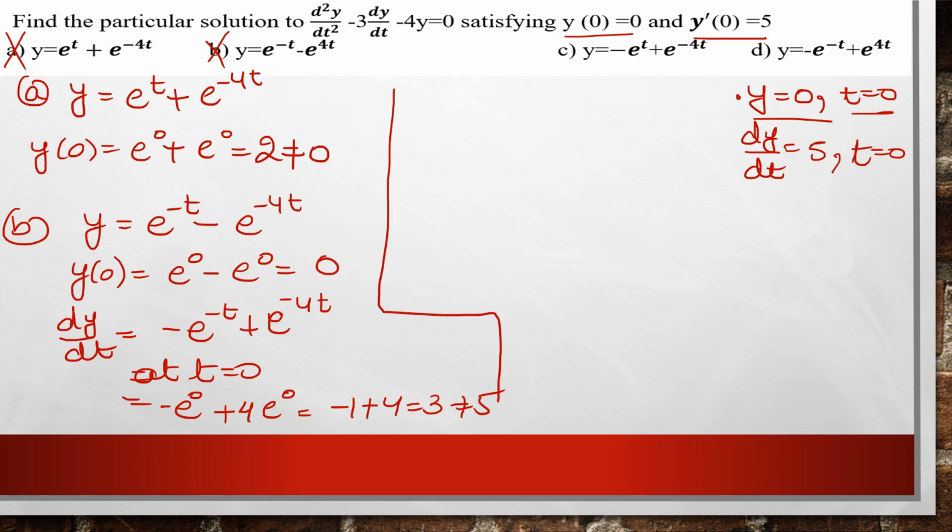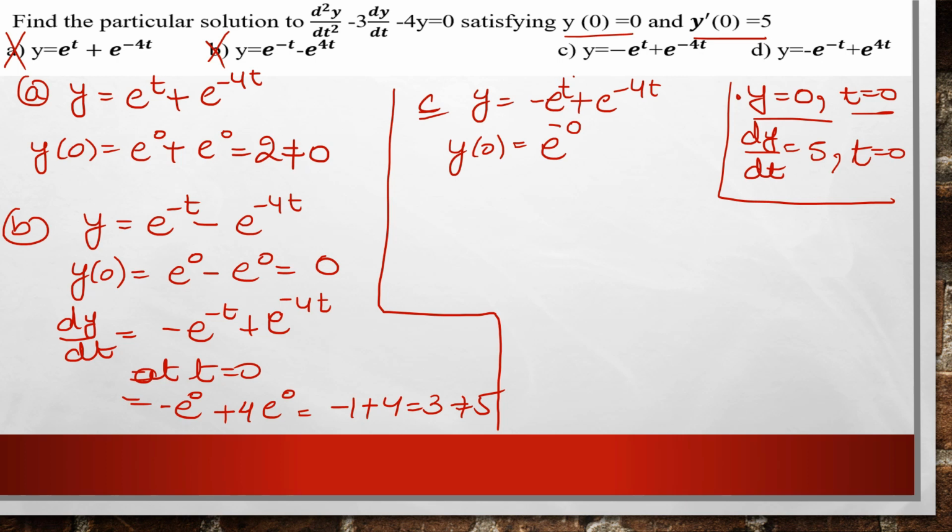Now come to option number C. Okay. So what is option number C? Option number C is y equals minus e power t plus e power minus 4t. So if again I place 0, so t equals 0 means this will be e power 0, right? So this will be 1 plus 1. So this is giving you, sorry, here we have negative also, minus 1. This is giving you 0.